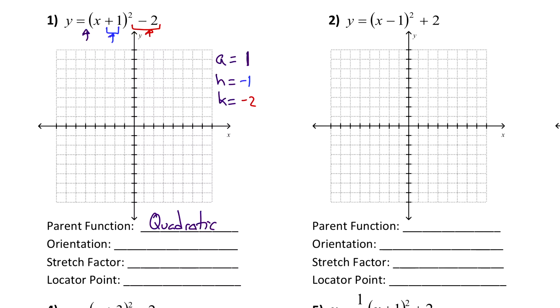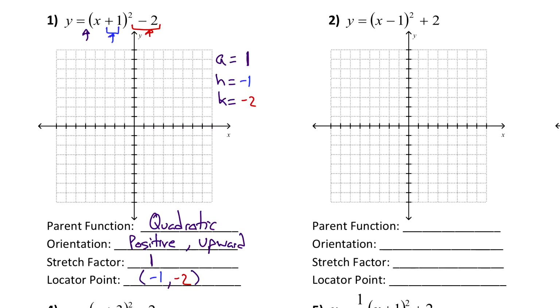So that A value is a +1. So right away that tells me my orientation is positive, which means it's going to be facing up or upward. I'll put the word upward, but it's a positive orientation. Stretch factor, well, that's our A value as well, which is 1. And locator point, well, the locator point comes from our H and K. So this is going to be, we have a -1 and we have a -2. So that's where our locator point is.